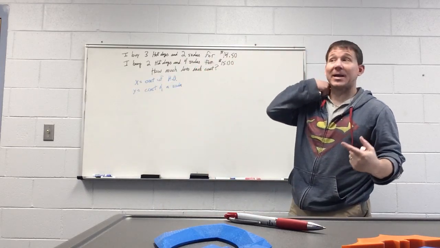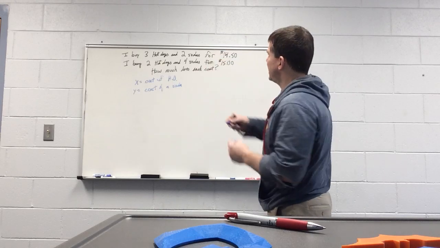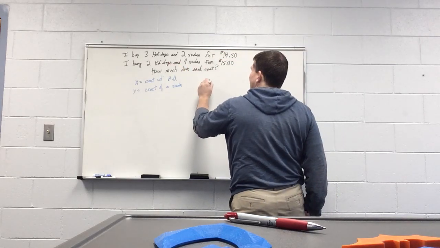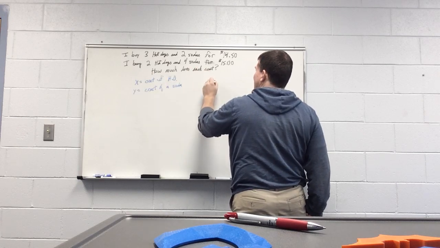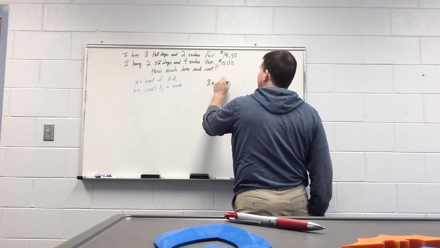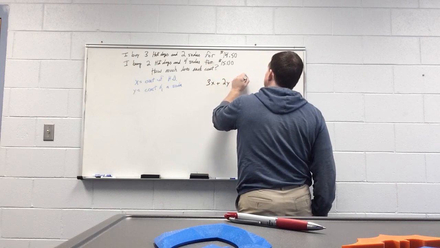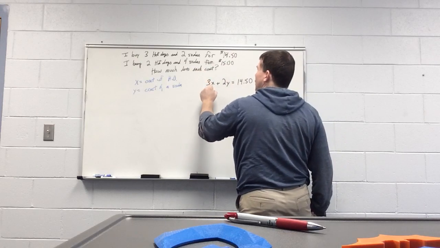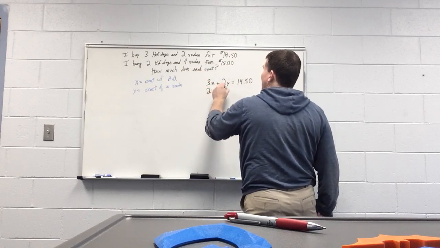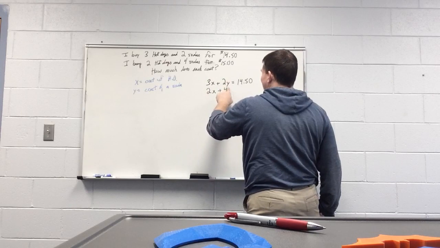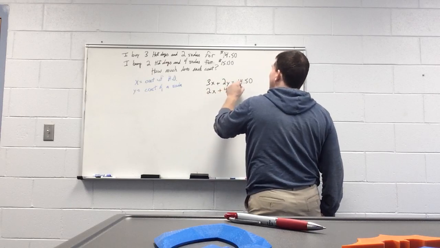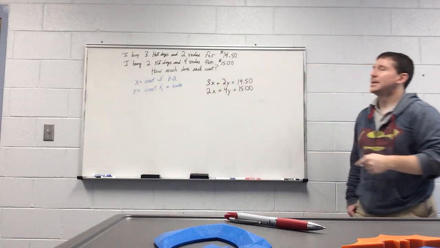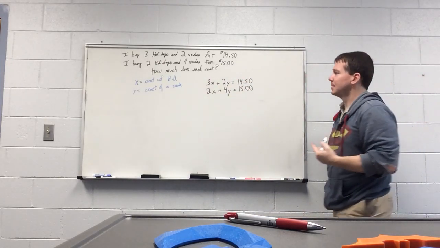Now create a system of equations. In this case, I can just talk about the costs. On the first day, 3 times the cost of a hot dog, which is x, plus 2 times the cost of a soda, which is y, has to equal $14.50. On the second day, 2 times the cost of a hot dog, plus 4 times the cost of a soda, equals $15. Now I have a system.